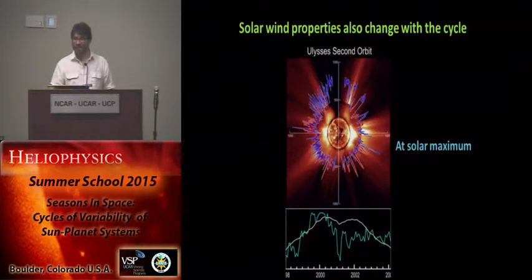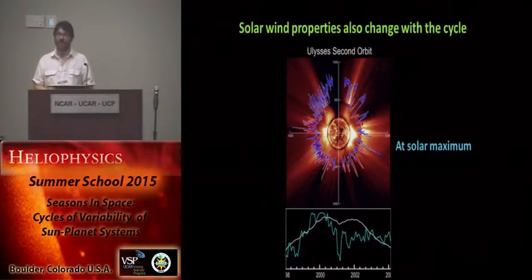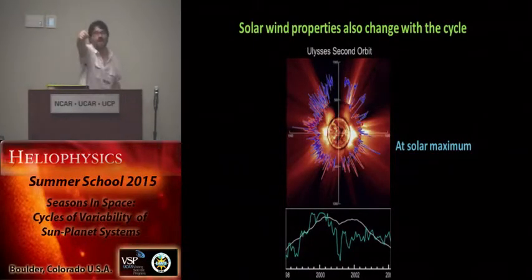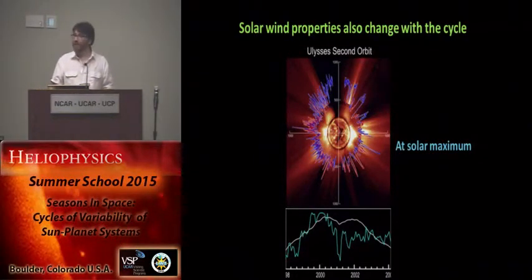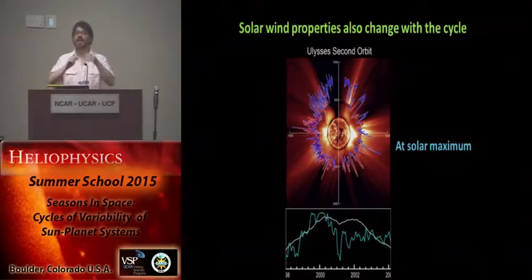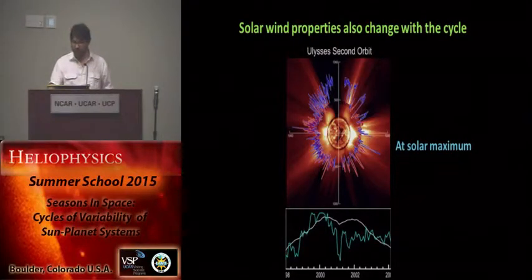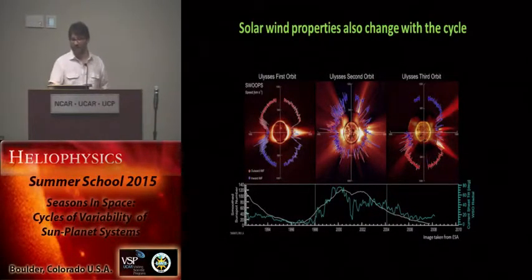When you look at things at maximum, the picture is very different. You have a mixture of the two kinds of solar wind. You have a mixture of polarities, so things sometimes come back down to the sun, and it's a very, very different kind of environment. And that's what makes the heliosphere have these seasons, right? And then when you go back to minimum, it's again peace and love. And this is where Ulysses died, unfortunately.